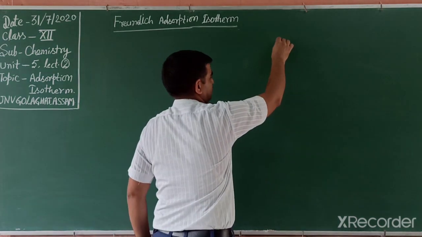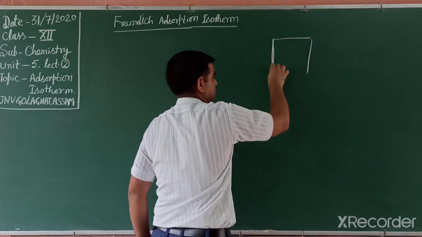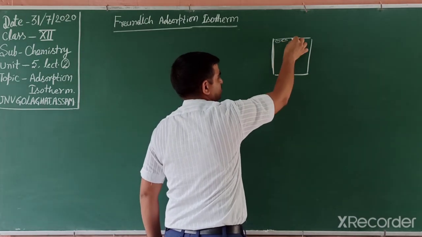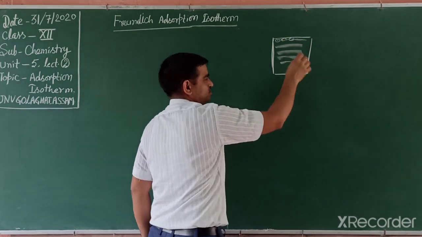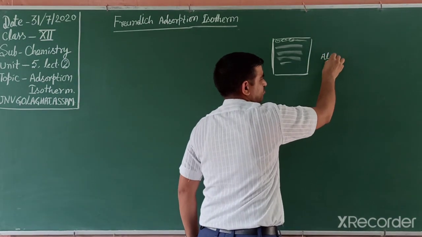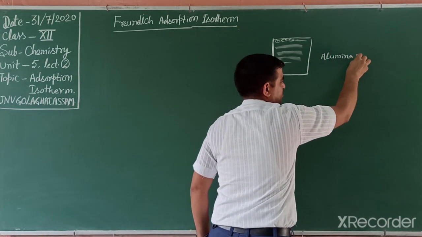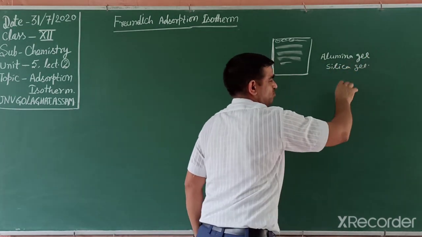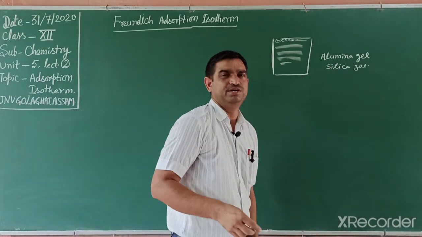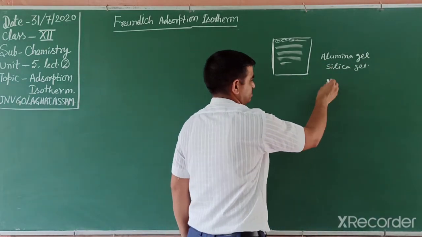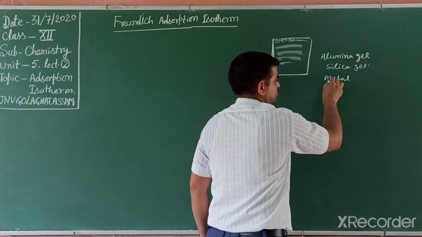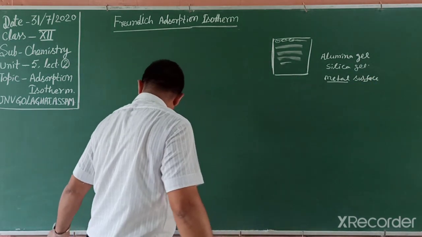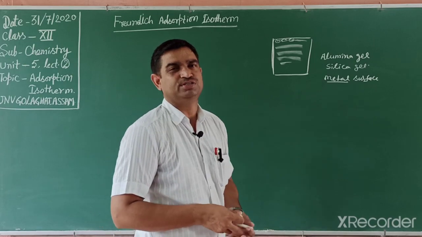Suppose this one is an adsorbent, and this adsorbent has porous material on the surface. This may be alumina gel, silica gel, or any other substance, clay or soil, colloids, or any metal surface, any finely divided metal surface. So what happens? Any gas adsorbs on the surface.